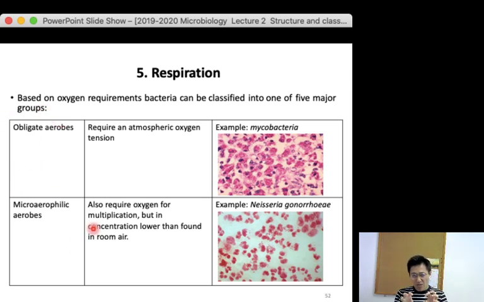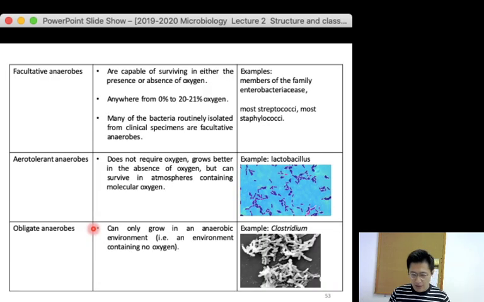The second one, microaerophilic bacteria, they need a little bit of money. I can survive with different amounts, for example a salary of $10 or $100. I can live with it. The facultative is a range. They can survive from 0 to 21%. They're still happy. I have no money, I'm happy. I have full money, I'm happy. So these are the facultative anaerobes.